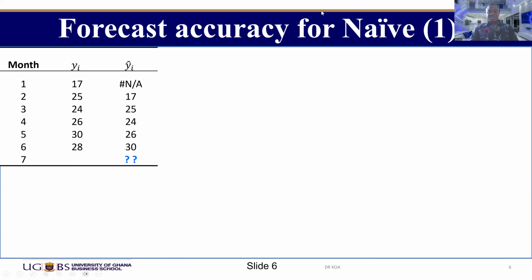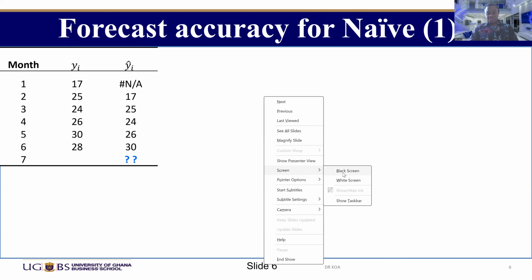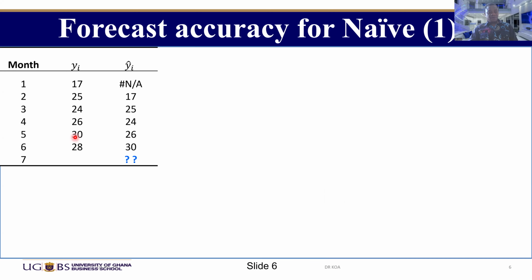Okay, now that you've gotten that 28, you use that same idea. If you look at period 6, we use this period 6 to predict that of period 7 sales. And that's what you have here.